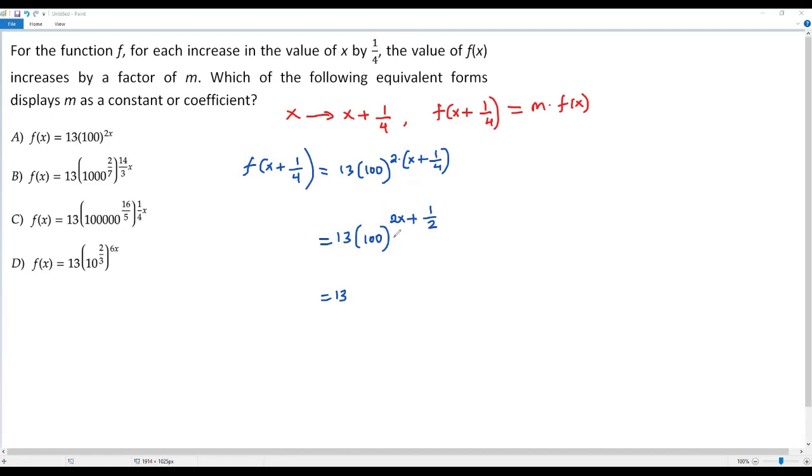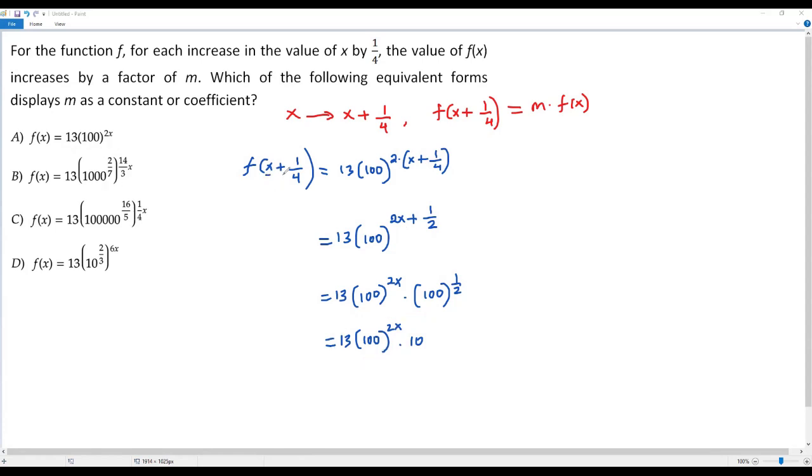Whenever two values are added in the exponent, we can take the base separately for each value and multiply the results. This is actually the reverse of the product rule in exponents. Let me write that: 100 to the power of 2x times 100 to the power of 1/2. So we have 13 times 100 to the power of 2x times 100 to the power of 1/2. When I evaluate 100 to the power of 1/2, I'm getting 10. This is what we have for f of x in answer choice A.